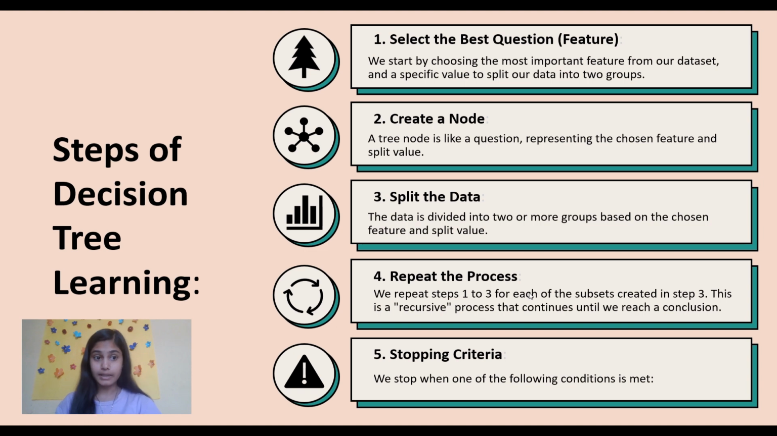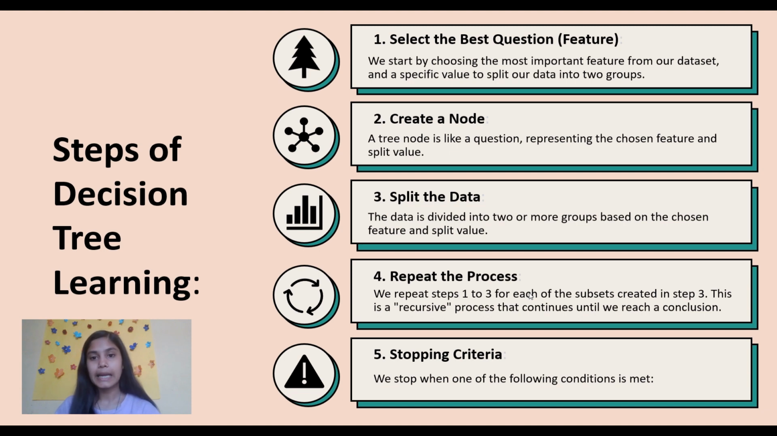Now let's discuss the steps of decision tree learning. First step, select the best question feature. We start by choosing the most important feature from our data set and a specific value to split our data into groups. As I said, according to the attribute and the values, we divide our decision tree. So we will choose a specific value according to which we will divide our decision tree. That is the first step.